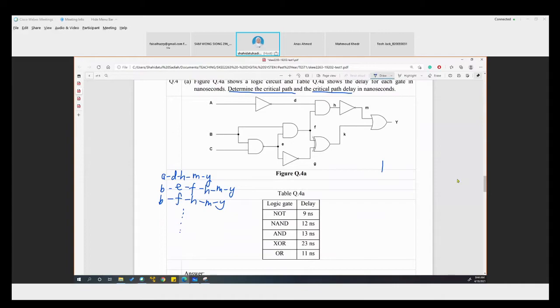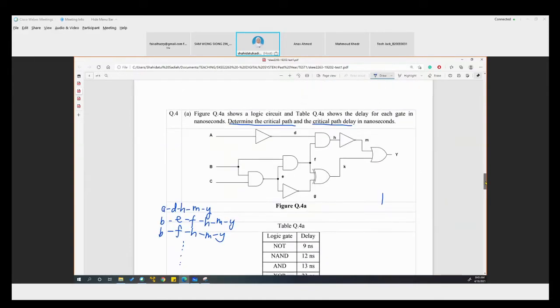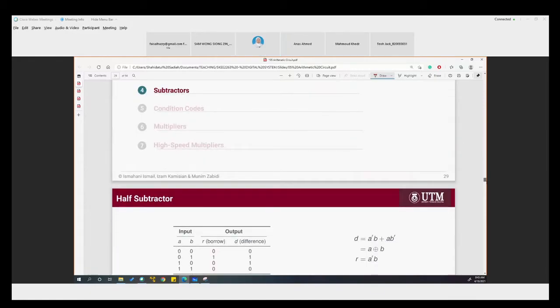It is easier to find the delay by tracing it instead of listing all the possible paths and calculating the delay. Right? Understand? Okay, let's get back to this if we have time later.